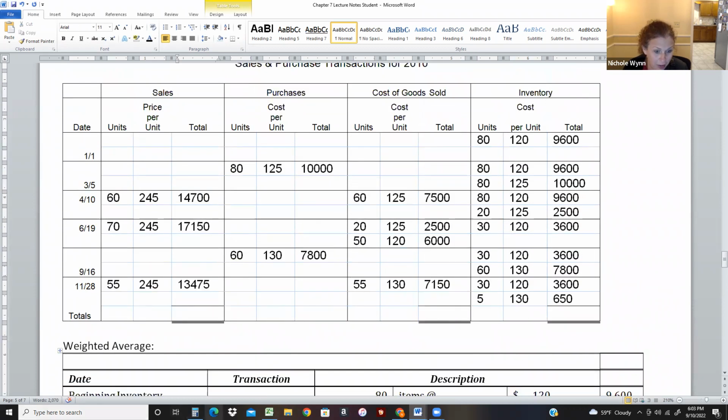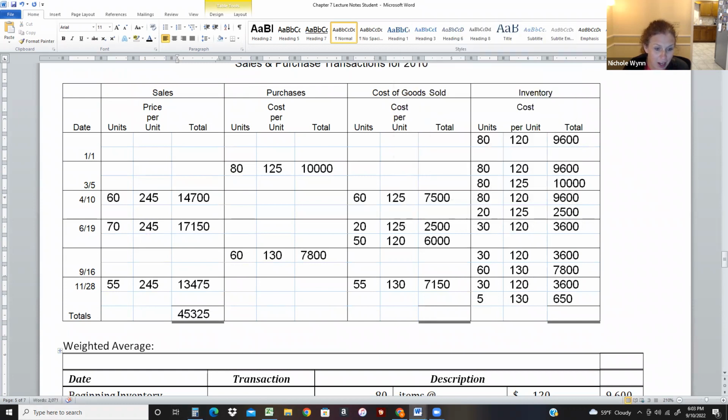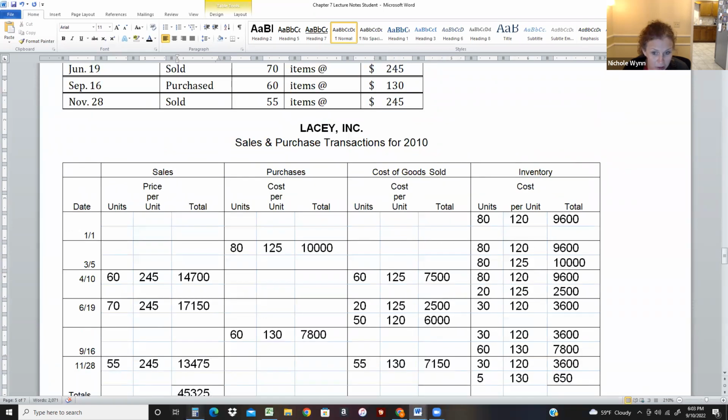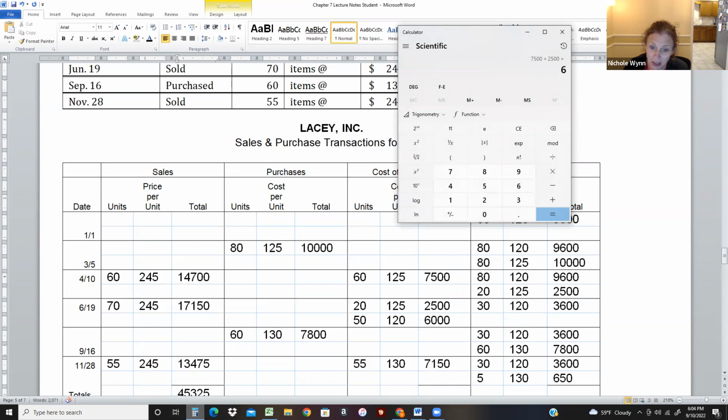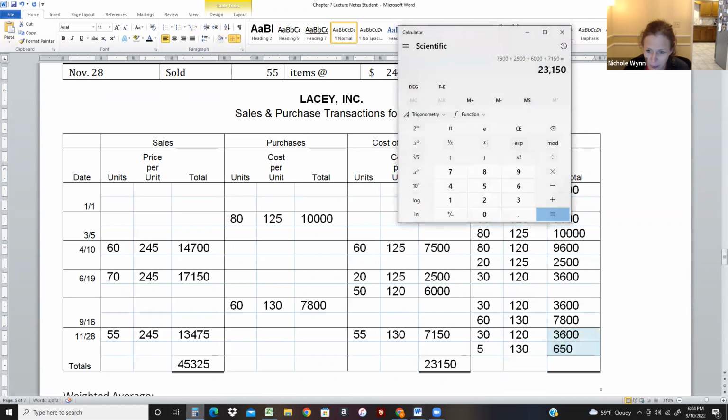So total revenue, just look at the other page, 45,325. I do not need to total this column. If you want to do 17,800, but for COGS, I will do 7,500, 2,500, 6,000, and 7,150, 23,150. And then here we do not total this whole thing. We only look at the last date. So we are only going to total these two. 4,250.